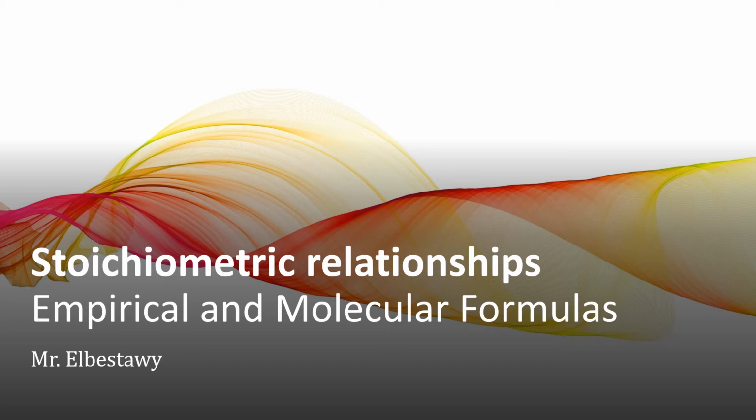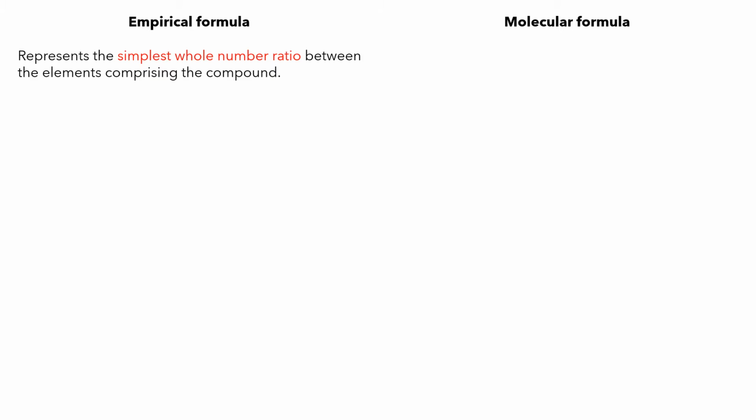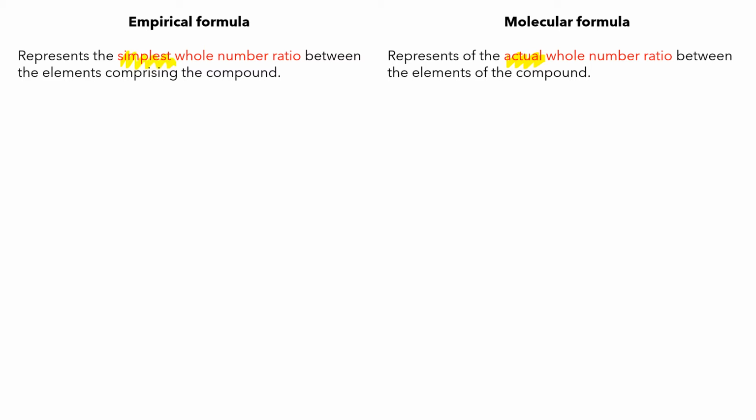Let's get started. The main difference between empirical formula and the molecular formula is the whole number ratio between the elements making the compounds. Empirical formula is the simplest whole number ratio between the elements comprising the compound, while the molecular formula is representing the actual number ratio between the elements of the compound. So molecular formula is representing the actual number ratio, while the empirical formula is representing the simplest whole number ratio.